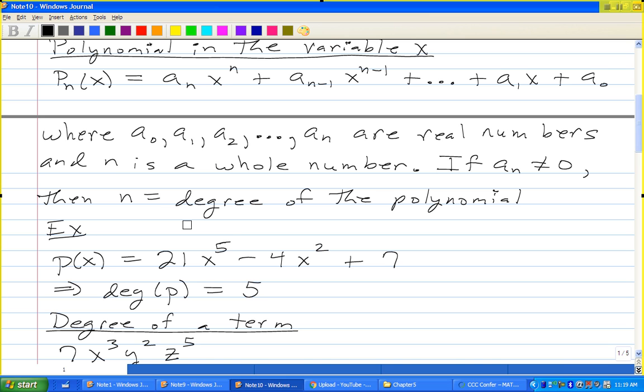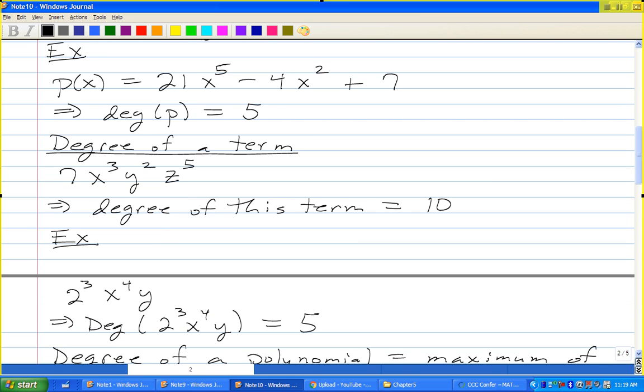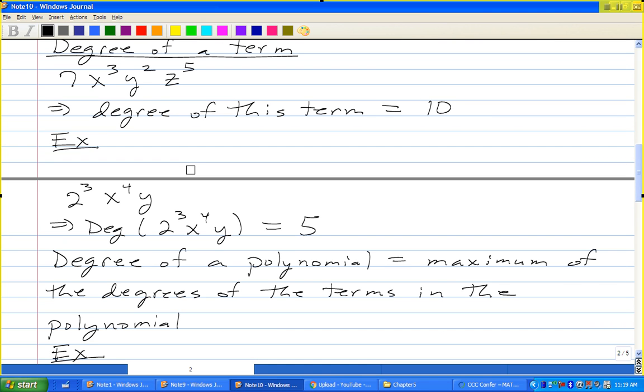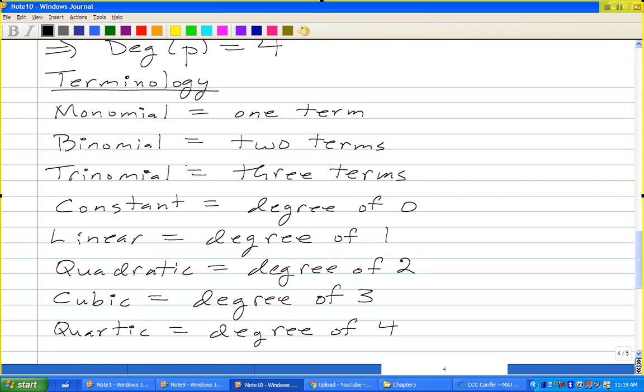The degree of a term is the sum of the exponents of each of the variables. The degree of a polynomial is the largest of the degrees of each of the terms in your polynomial. If there is only one term in your polynomial, we call it a monomial. Two terms, binomial. Three terms, trinomial.